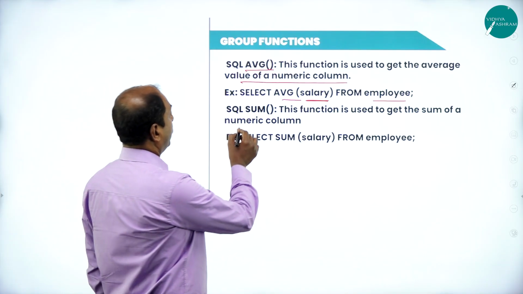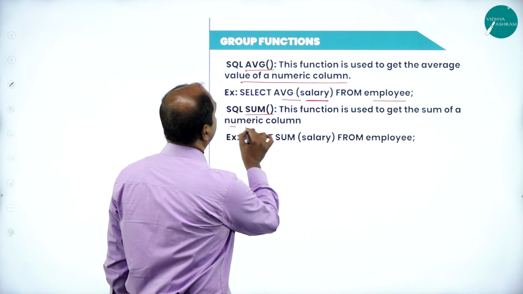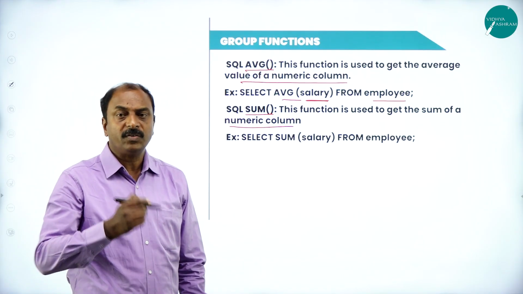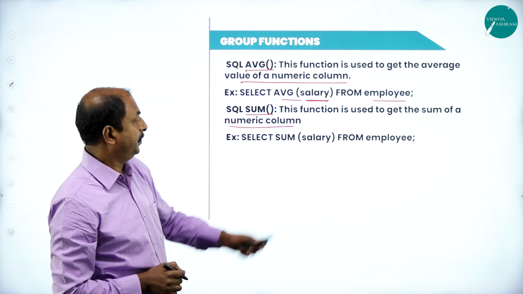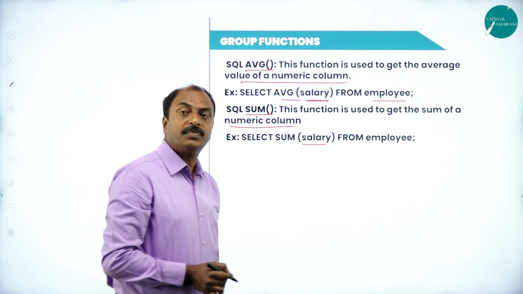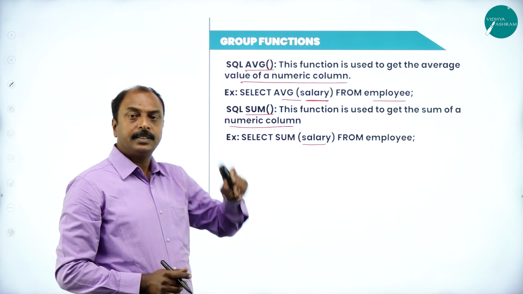Next one is the sum function, SUM. It is used to get the sum of a numeric column. It is going to add all the values in a particular column. In this example, it is going to add all the values of the column salary. So these are the average and sum functions.